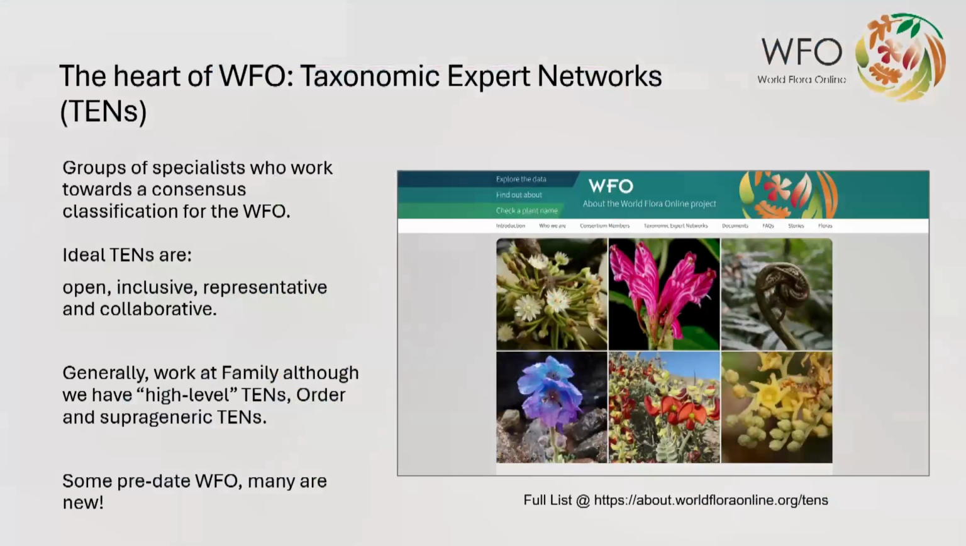At the heart of WFO is really our taxonomic expert networks, our TENs. These are groups of specialists who are working towards a consensus classification for the WFO. Ideal TENs are open, inclusive, representative, and collaborative. Generally, they work at the family level, although we do have some what we call high-level TENs, such as bryophyte, pteridophyte, and conifer TENs. Also some TENs working at the order level, like the Caryophyllales TEN, and other groups that are working below the family level on tribes or subfamilies.